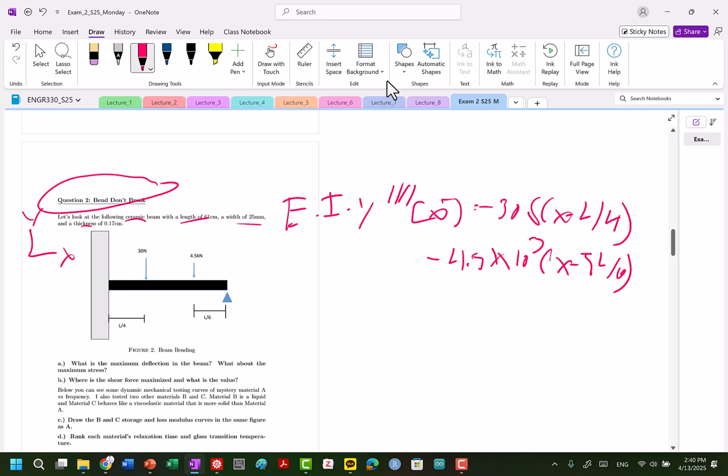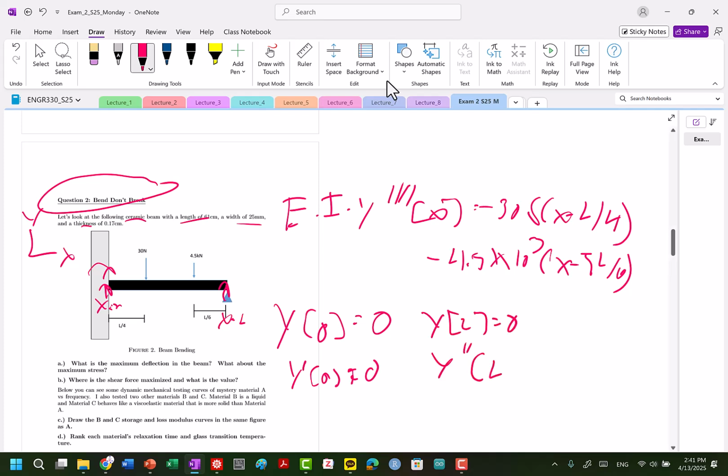And we have our y(0) = 0. If this is x = 0, this is x = L. Our y'(0) = 0 for our boundary conditions. Because we know that there's going to be a reaction force here, a reaction force here, and a reaction moment as well, we are actually statically indeterminate in this problem, so we have to use our boundary conditions. So we also know that y(L) = 0 and our y''(L) = 0, E·I.